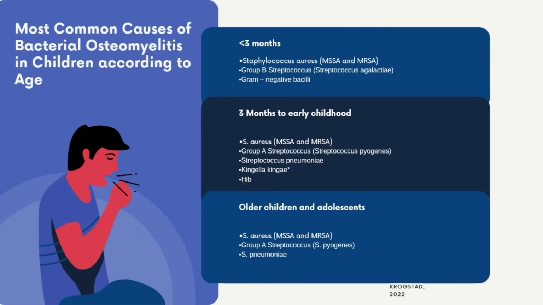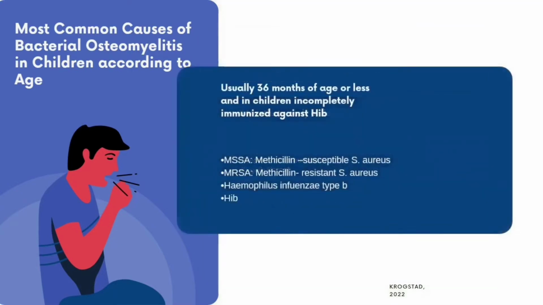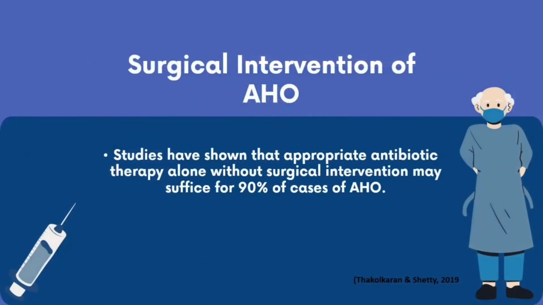Surgical intervention of acute hematogenous osteomyelitis. Studies have shown that appropriate therapy alone without surgical intervention will suffice for 90% of cases of acute hematogenous osteomyelitis. In some cases of complicated acute hematogenous osteomyelitis, due to community-acquired MRSA, surgical incision and drainage, including multiple procedures, may be indicated.